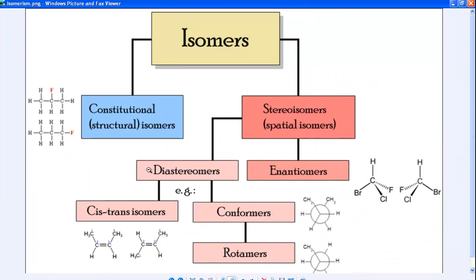There are many types of structural isomers, such as chain isomers, position isomers, functional group isomers, and skeletal isomers.